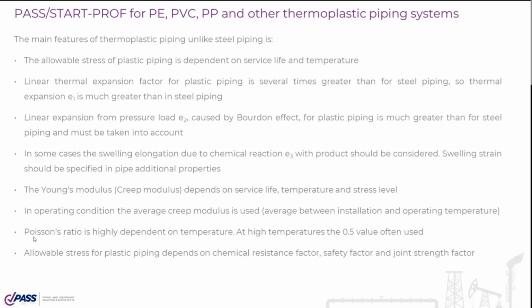The next feature is Poisson ratio. It is highly dependent on the temperature. For steel piping systems, the Poisson ratio doesn't depend on the temperature. It is the same for all temperatures. But for thermoplastic, it's different, and in the StarProf database, you can define different Poisson ratios for different temperatures. At high temperatures, usually its value is 0.5. And the next feature is that allowable stress for plastic piping depends on chemical resistance factor, safety factor, and joint strength factor.